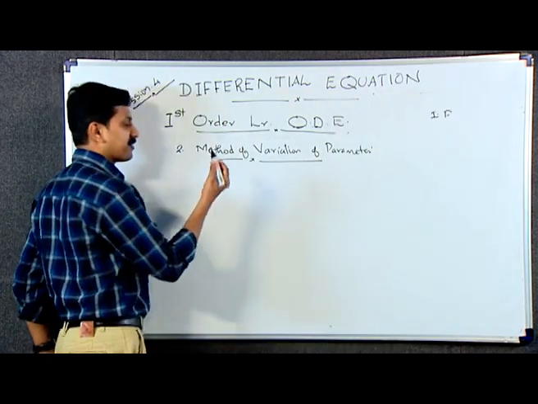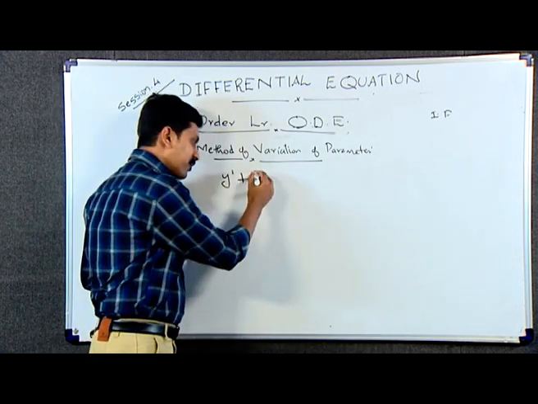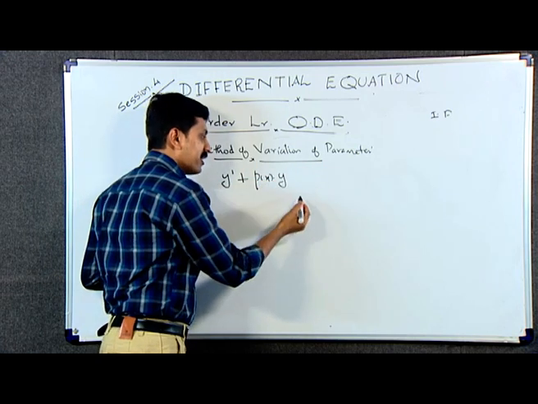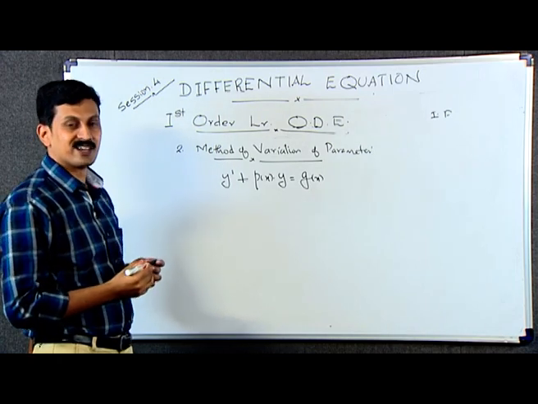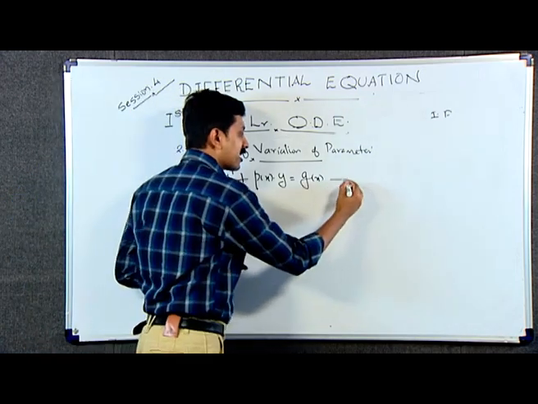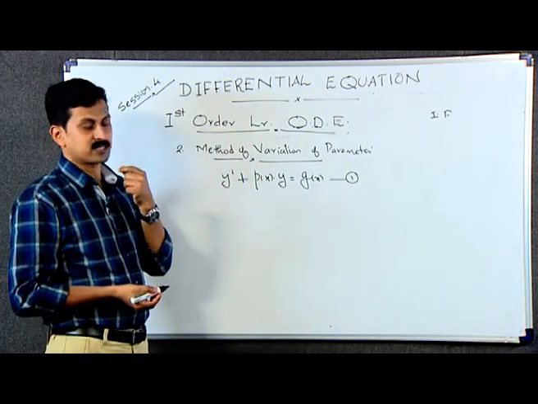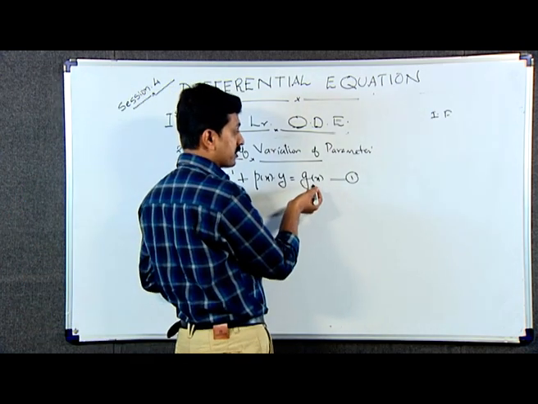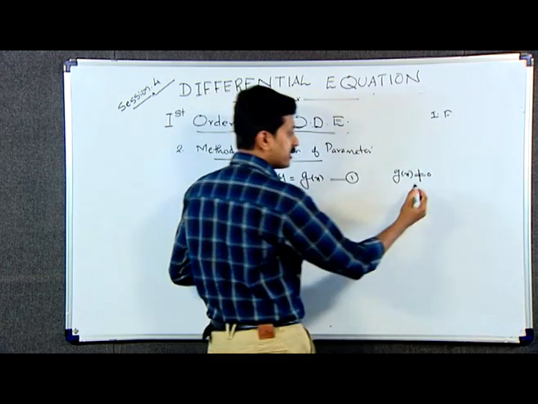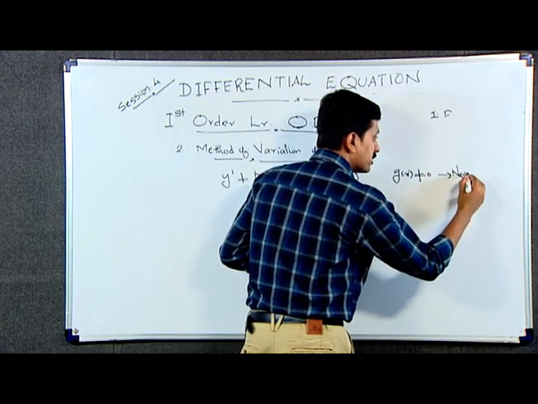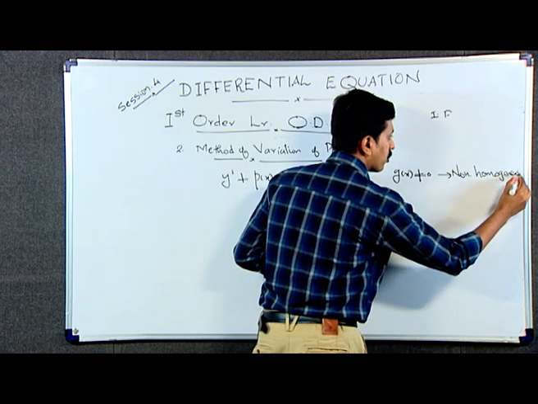Generally we have the linear differential equation as we already discussed, y dash plus p of x into y is equal to g of x. This is the first order linear ordinary differential equation. If we use the initial condition, you will get the particular solution for this differential equation. If this g of x is not equal to 0, then we treat this linear differential equation as non-homogeneous.